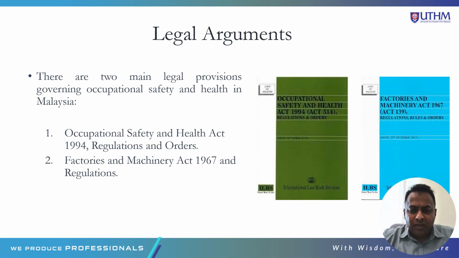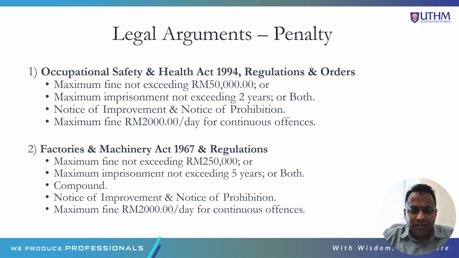From a legal perspective, these are the two acts that are the main legal provisions governing occupational safety and health in Malaysia: the Occupational Safety and Health Act 1994 and also the FMA 1967. The penalty stipulated in the OSH Act is a maximum fine not exceeding 50,000 or maximum imprisonment not exceeding 2 years or both, notice of improvement and notice of prohibition, and a minimum fine of 2,000 a day for continuous offences. While under FMA 1967, the fine can go up to 250,000, maximum imprisonment not exceeding 5 years, notice of improvement and notice of prohibition, and a maximum fine of 2,000 per day for continuous offences.